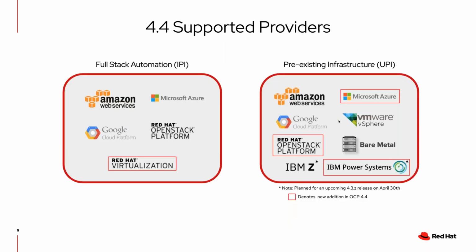So these are the supported providers from an IPI and a UPI perspective. IPI provides 100% automated installation, and that's available on all the public clouds. And say, for instance, if you're doing an on-prem private cloud with OpenStack platform, or if you already have a tie-up with AWS or Azure or Google, and you have infrastructure, you can still leverage that to be able to install OpenShift on top of it.